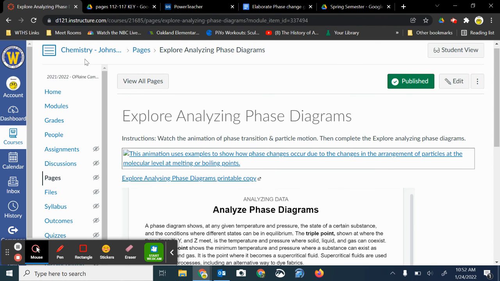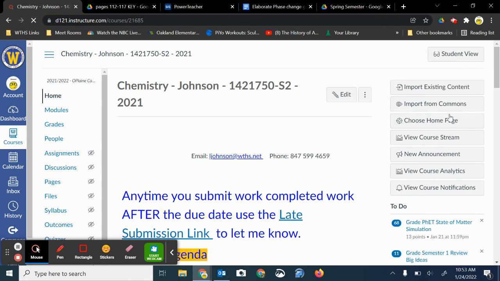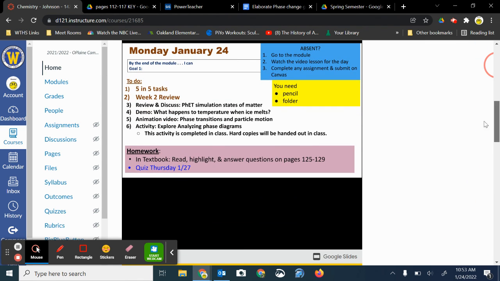Just remember that I want you to read, and let's just review and look at our agenda again. Read pages 125 to 129, highlight, and that's where we're going to begin tomorrow after we go over our analyzing phase diagrams worksheet.